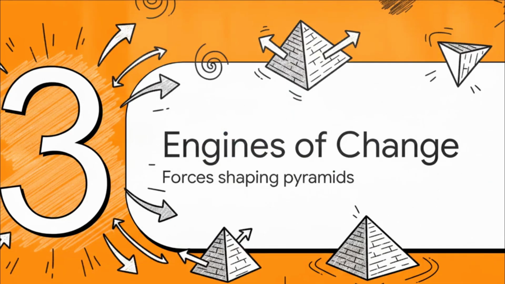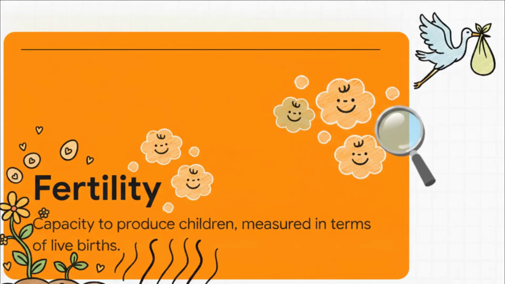Next up, Section 3, the engines of change and the forces shaping those pyramids. So what unseen forces actually cause that pyramid to expand or shrink? Well, the first engine here is fertility. And there's a really crucial distinction demographers make here. Fertility measures the actual number of live births from a woman or couple. This is totally different from fecundity. Fecundity is just the physiological potential to have kids, basically reproductive capacity. Fertility, on the other hand, is the actual event of a life happening and being officially recorded.